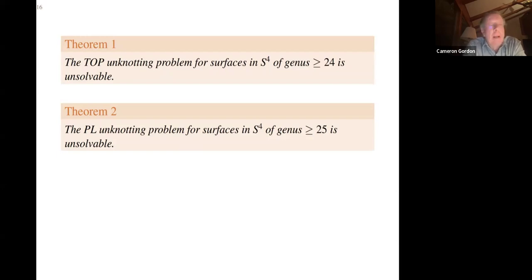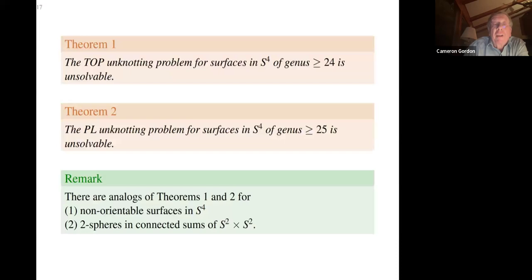So let me make a remark. Obviously, there are other questions you might ask in this vein. There are analogs of these theorems for non-orientable surfaces. You might ask, what about non-orientable surfaces in S4? People study those. And you could also look at two spheres in other four manifolds. Like I said, perhaps one is basically interested in the case of two spheres in S4, but I've weakened that to say, let's talk about surfaces of arbitrary genus in S4. You could also look at two spheres in other four manifolds, for example, connected sums of S2 cross S2.